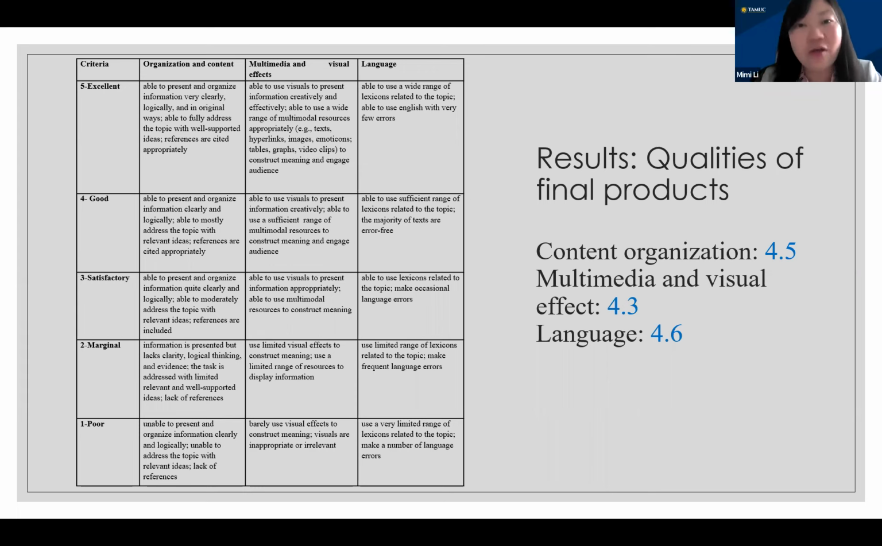And in terms of the language, we want them to use lexicons that are related to the topic. They are able to demonstrate knowledge in the field and also try to use English with very few errors, right? So we are very happy. The results are really, really satisfactory. For instance, in terms of the content and organization, they reached an average of 4.7 and 4.5, and for the multimedia and visual effects, it reached 4.3 out of 5, and the language is 4.6 out of 5. So this is very good.